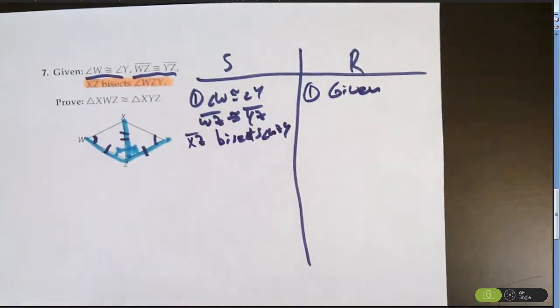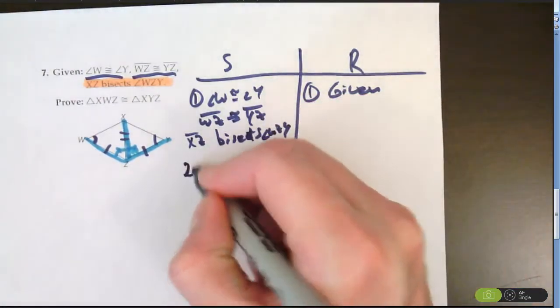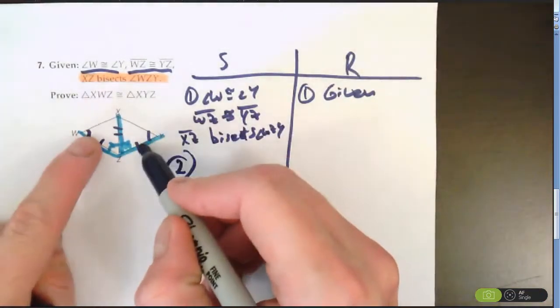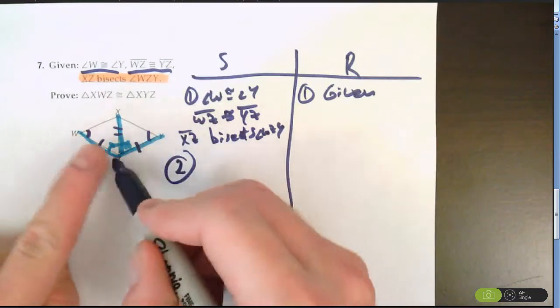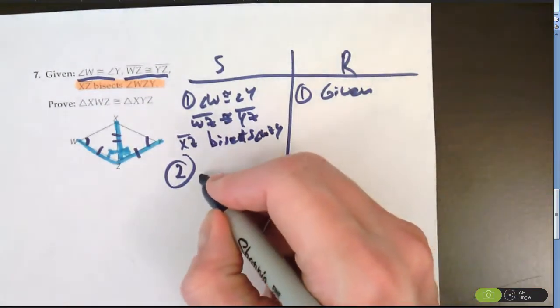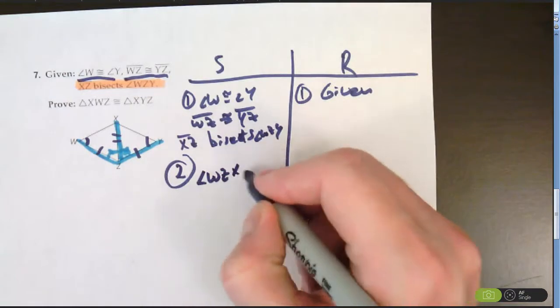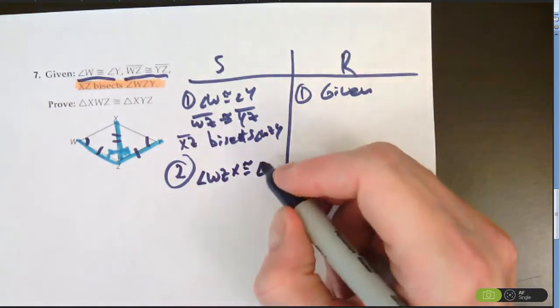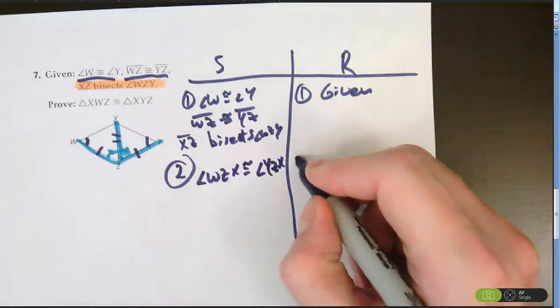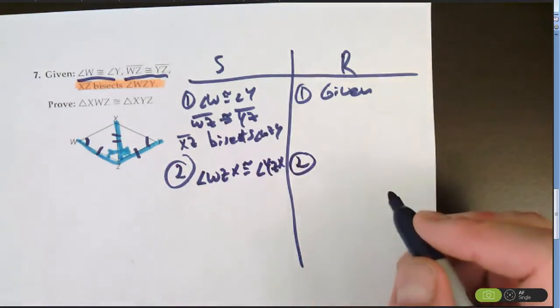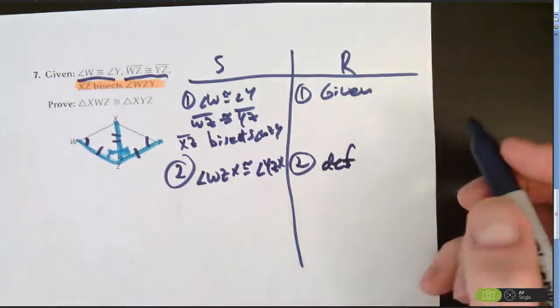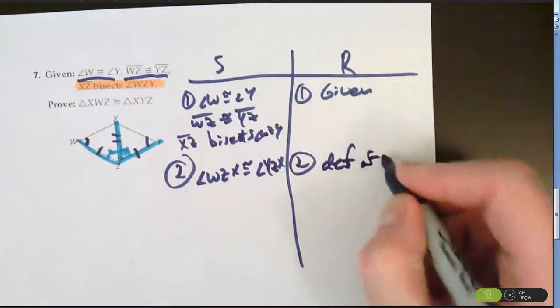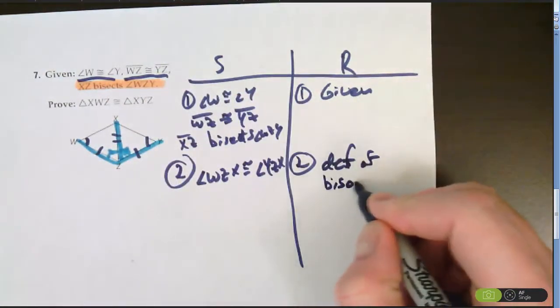Given. Okay. Now, next, we've got to use some of this stuff. So, if we're going to do the angle-side-angle proof, we've already got a pair of sides and a pair of angles. We need another pair of angles. So that's where the pair of angles, angle WZX is congruent to angle YZX. And that reason is definition of bisector. Or definition of bisect. Some of you guys said that, and that's fine. But I don't know, old habits, bisector.